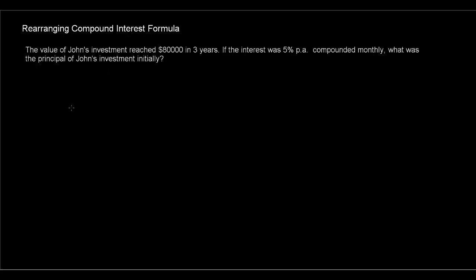So let's write down the formula. The formula was A equals P bracket 1 plus R over 100 in bracket, to the power of NT. Now, all the variables that we need values for are A, P, R, N, and T. There's 5 variables in this equation, and the question has given us 4 of the variables.